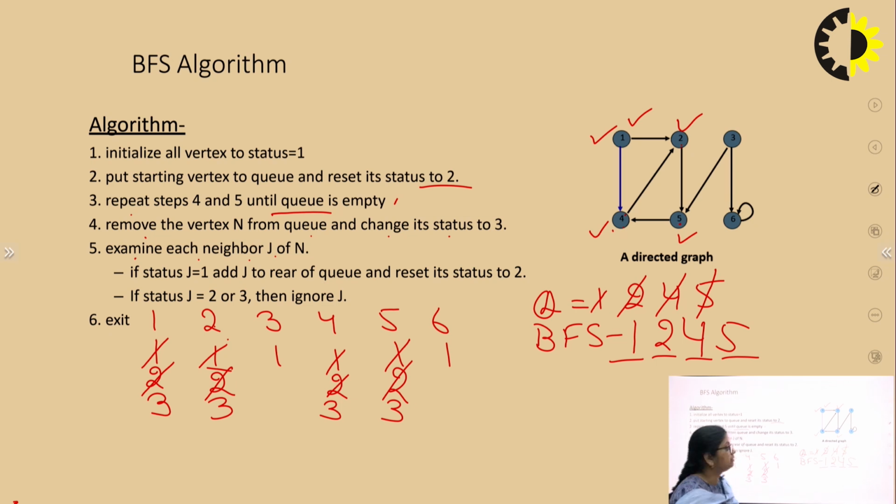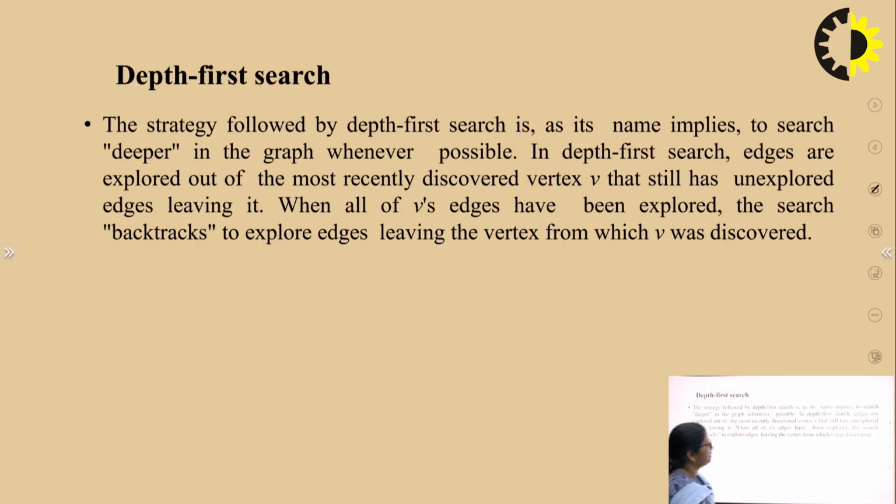Now the second method is depth first search. What is depth first search? The depth first search strategy, by the name it is clear, will not go breadth wise like the previous one, it will go depth wise. The strategy followed by depth first search is, as the name implies, to search deeper in the graph. Deeper means we will take a start node, then we will take its neighbors. Now neighbors are to be processed.